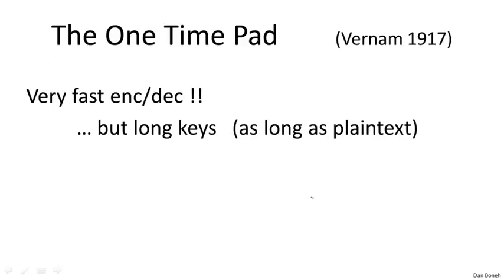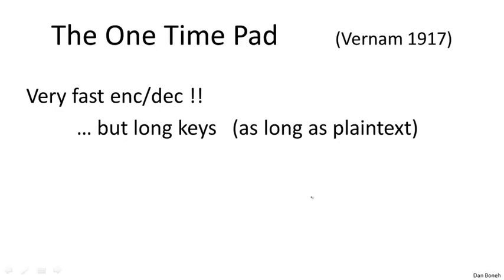So the one-time pad is really cool from a performance point of view. All you're doing is XORing the key and the message. So it's a super fast cipher for encrypting and decrypting very long messages. Unfortunately, it's very difficult to use in practice. The reason it's difficult to use is that the keys are essentially as long as the message.